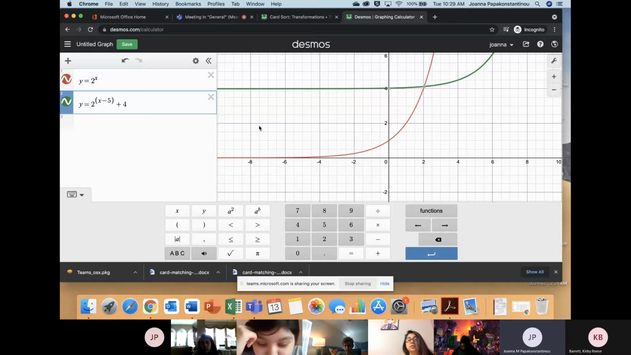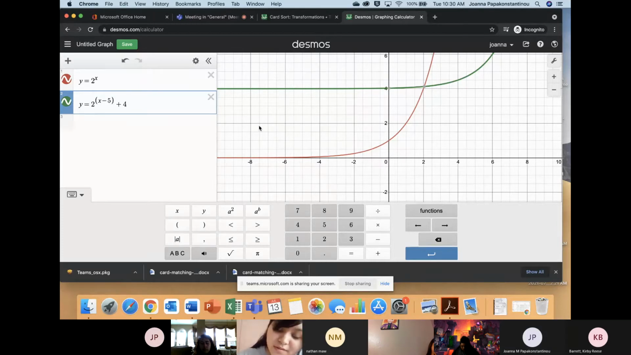Would it be just 2 to the x -5 + 4? Well, that's the equation of the entire image function. I want just the horizontal line that is the asymptote. Can anybody help Natalie out? Ariana, Abiella, can anybody tell me what the equation of that horizontal asymptote is?